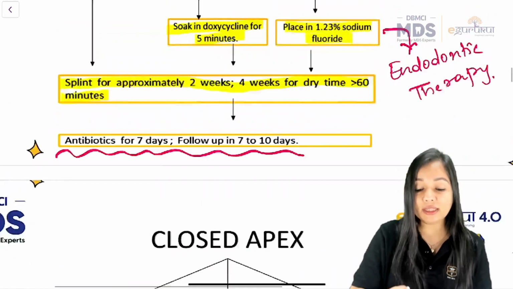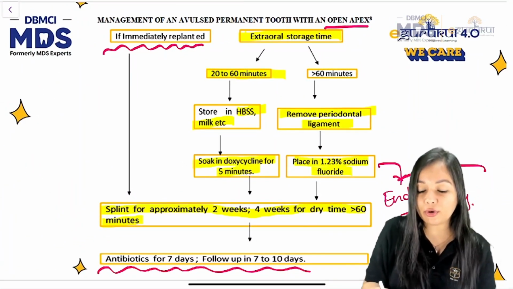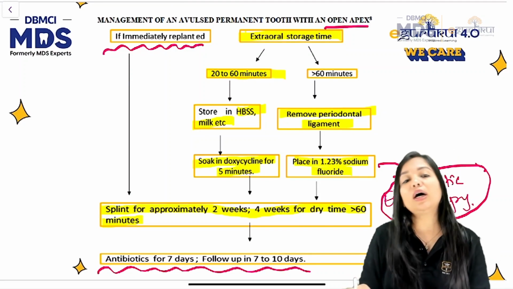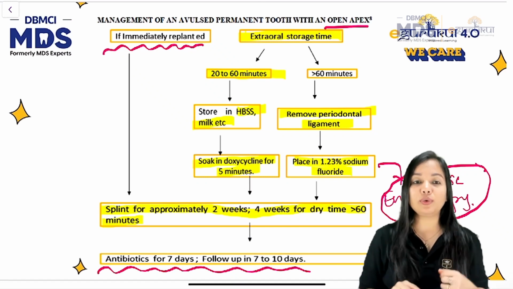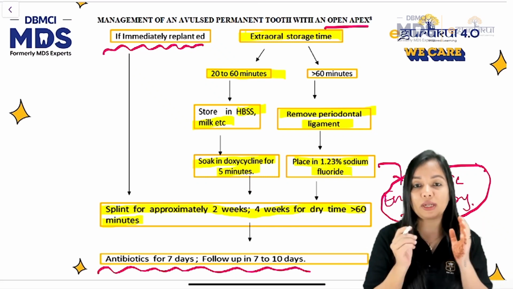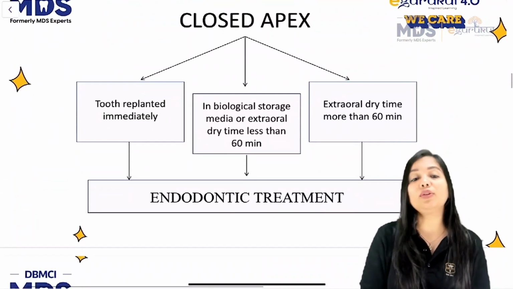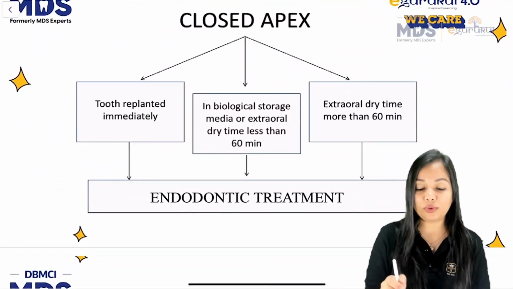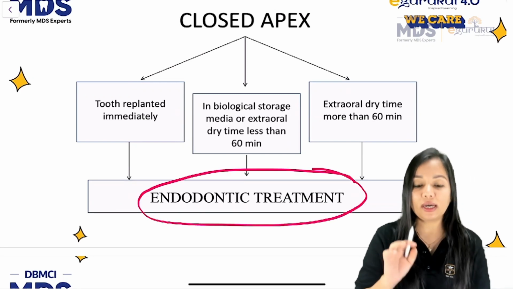Right. This was for the open apex. So since there is an open apex, the endodontic therapy will include either regenerative procedures, or it is going to include apexification as a procedure. Clear? Now, when we are talking about the closed apex, the one thing that you need to do is an endodontic treatment for whatever case you have.